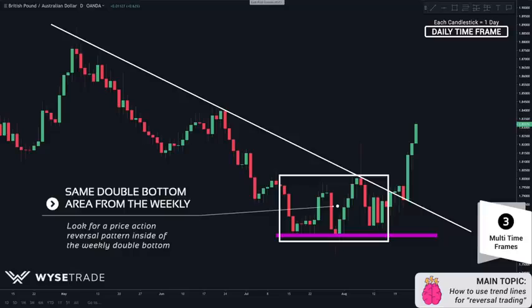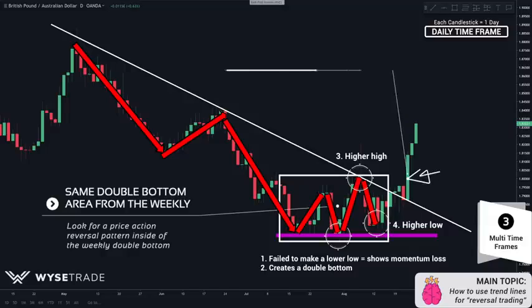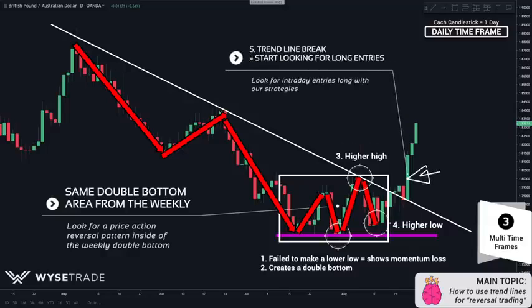You have your clear moving downtrend through the run, pullback, run, pullback, run. Price then failed to make a lower low and made a same low, showing a loss of momentum. So you have a double bottom inside of a double bottom. And then a higher high, which is the first sign of a possible trend change. You then had another higher low, which is another trend change signal. After you had your trend line break, you would then look for breakout entries through the intraday and lower timeframes.